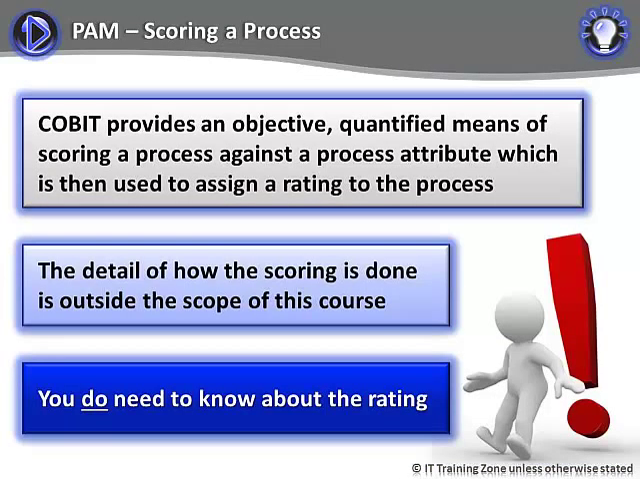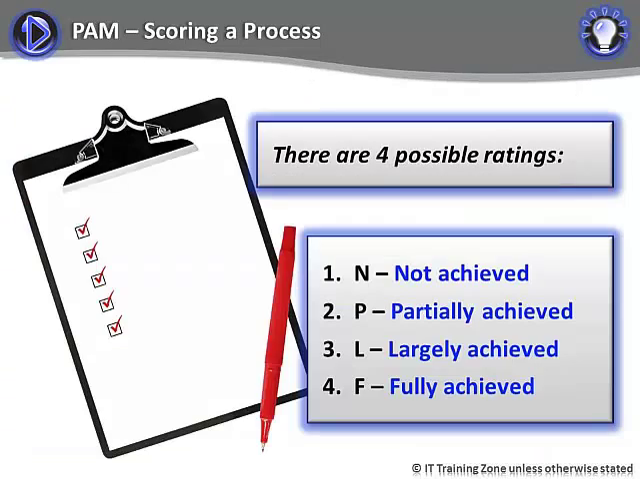COBIT provides an objective, quantified means of scoring a process against a process attribute. This score is then used to assign a rating to the process. The detail of how the scoring is done is outside the scope of this course, but you do need to know about the rating. There are 4 possible ratings.